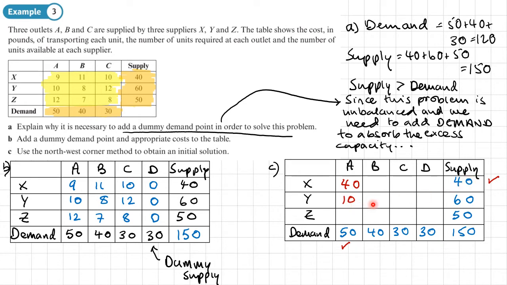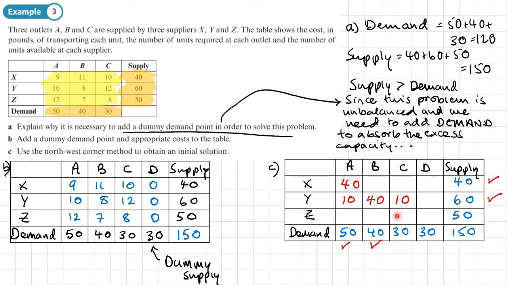So now we go on to outlet B. Outlet B needs 40. Now they can use up 40 of supplier Y. So we'll put 40 here. That leaves 10 left for the next one. So we can tick off outlet B. They're happy, they've got everything they need. We've used up 10 and 40. So we have 10 left to allocate to C. So we'll put 10 there. So supplier Y is happy, they've all been used up.